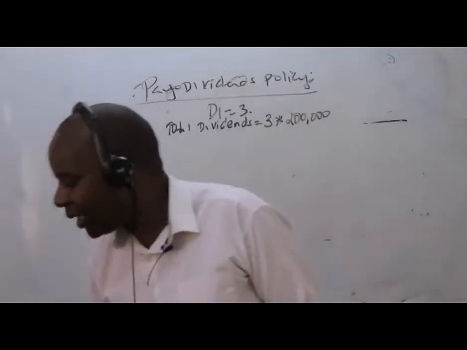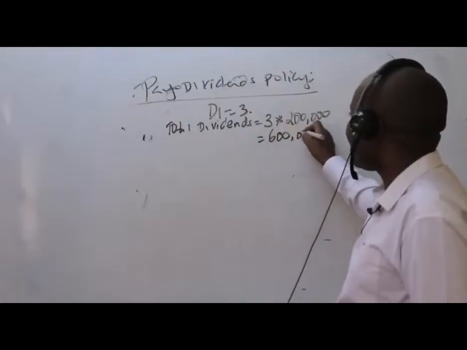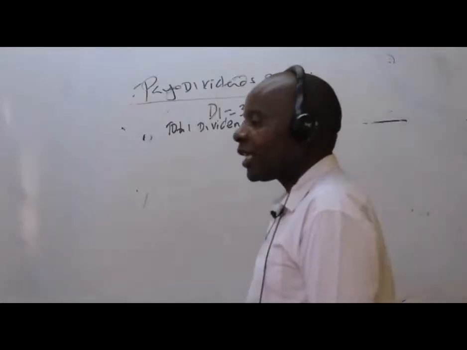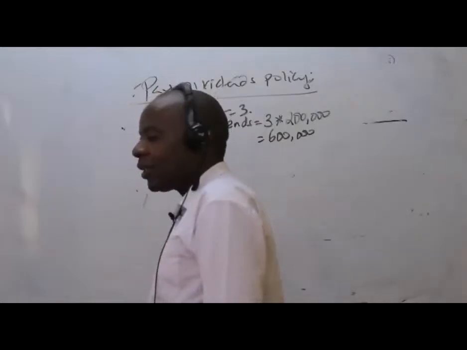Ladies and gentlemen, once I get this, how much are you getting there? Somebody, what you're getting here is 600,000, right? So if that is the case, then I would want straight away to come and give them the new shares.